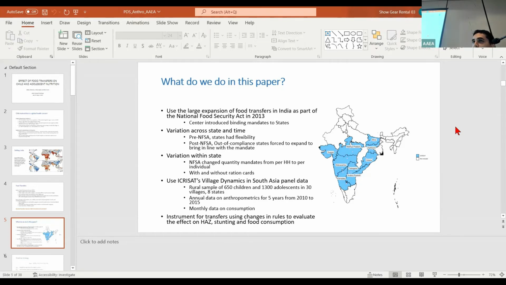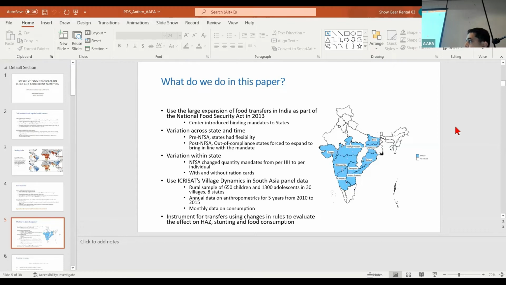So this gives a nice difference-in-difference framework, where the states that were out of compliance and expanded are the treatment states, and the states that continued as they were are the control states. So that's the state and time variation. We also have within-state variation because the act changed the quantity mandate from 35 kg per household to 5 kg per individual. So it was larger for larger households in the states that expanded.